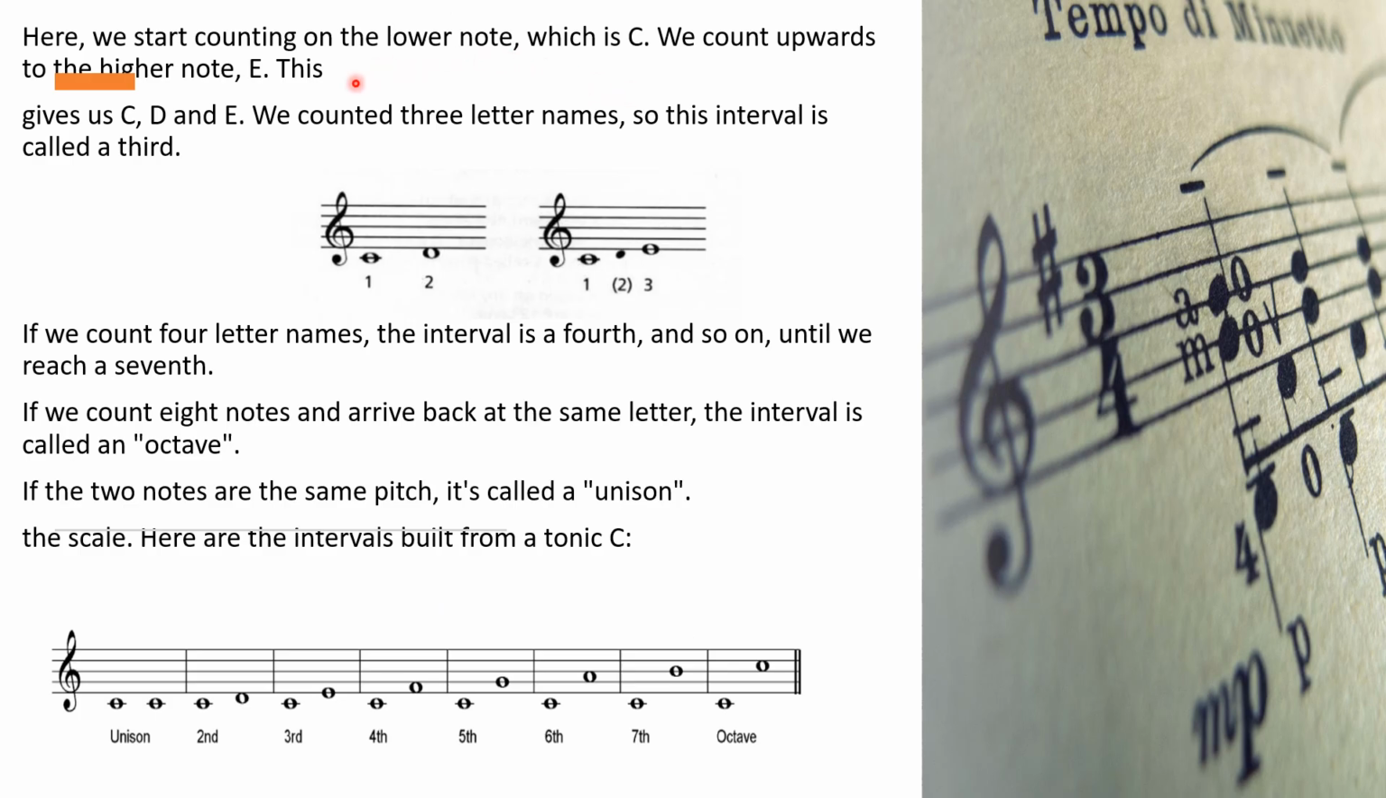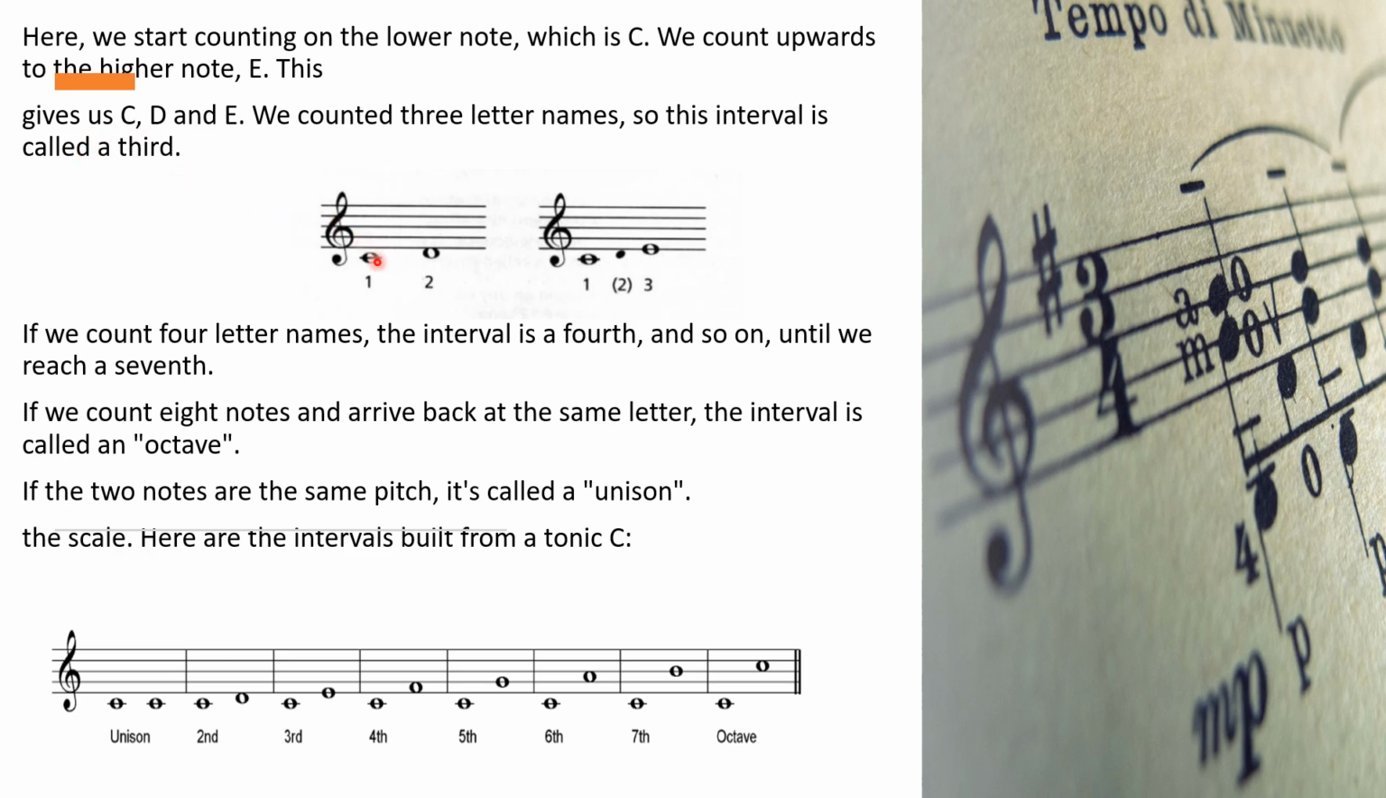So when we count intervals in music, we count from the lower note to the higher note. To decide what the interval between C and E is, we start counting from C, which is 1, D, which is 2, and E, which is 3. So we count C as 1, D as 2, E as 3. So the interval between C and E is 3.